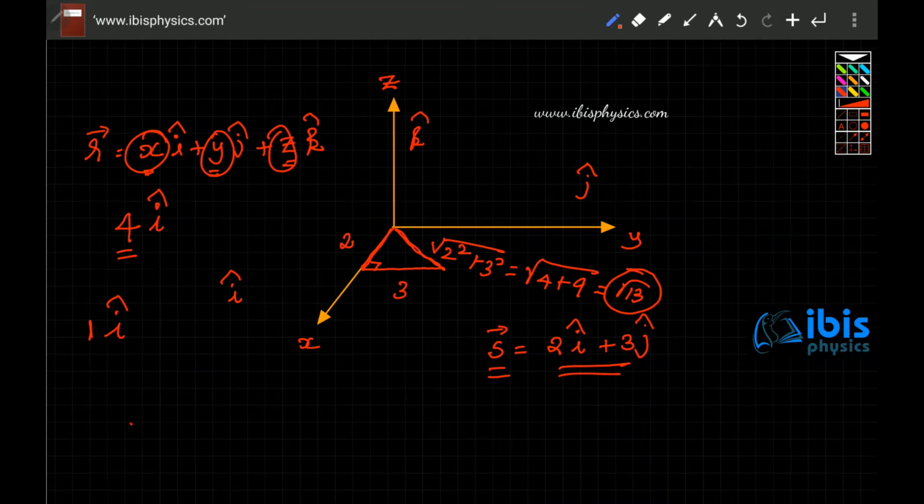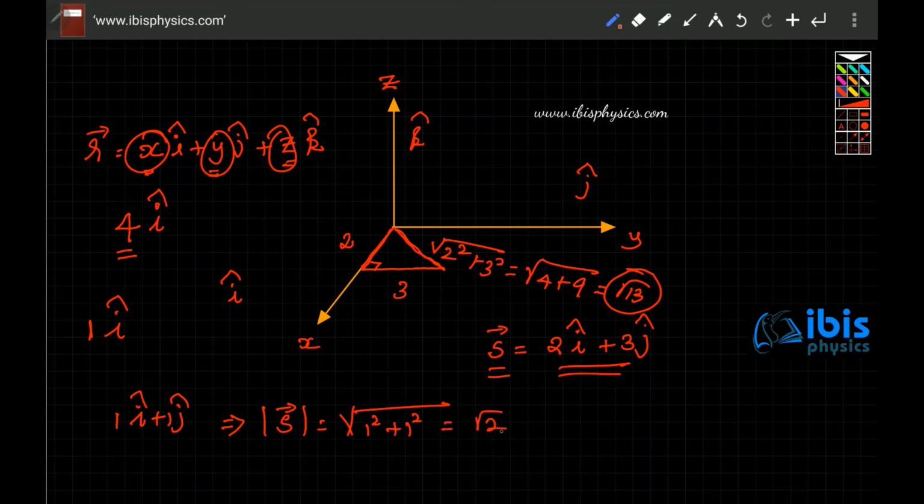But i cap plus j cap is not a unit vector, because if an object moves 1 unit along the x-axis and 1 unit along the y-axis, this can be its value. The value of that vector, just as for 2 i cap plus 3 j cap it is root of 2 squared plus 3 squared, here is root of 1 squared plus 1 squared, which is root 2. So i cap plus j cap is not a unit vector because its value is root 2.